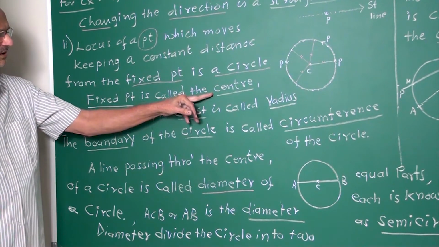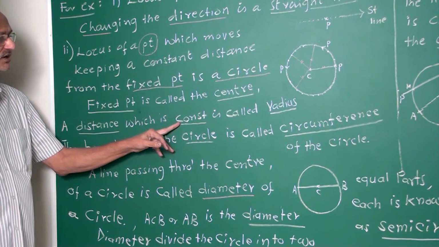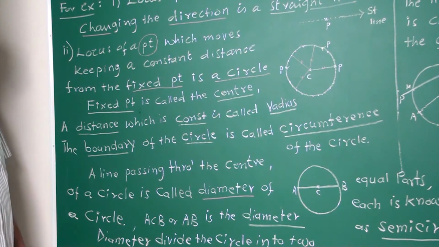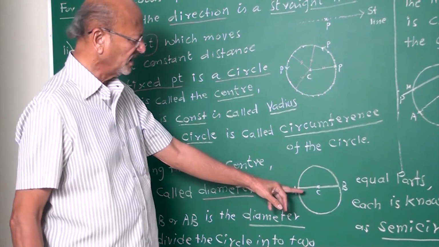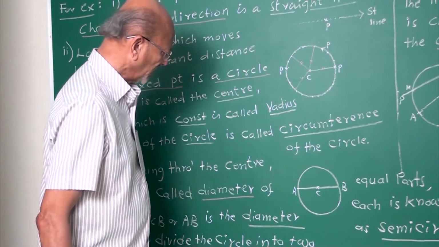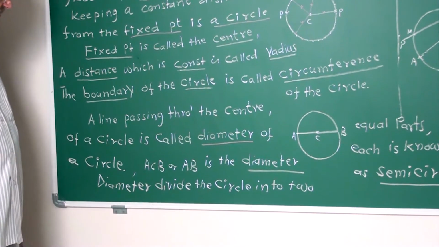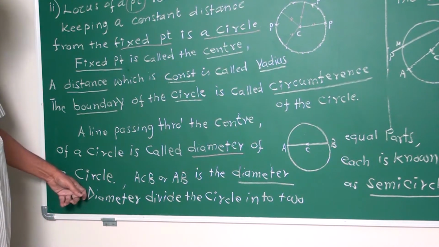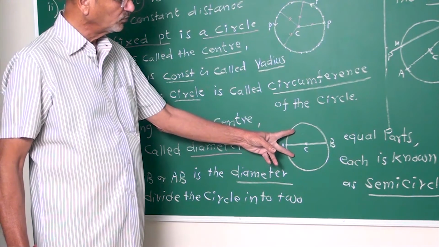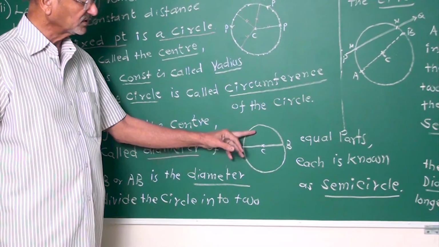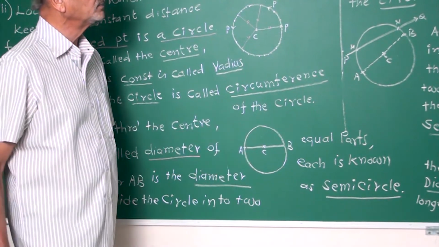The distance which is constant throughout is known as the radius of the circle. The boundary of the circle is known as the circumference of the circle. A line through the center is known as the diameter. Either you can write ACB or AB. AB is the diameter. This diameter divides the circle into two equal parts, and each one is known as a semicircle of the circle.